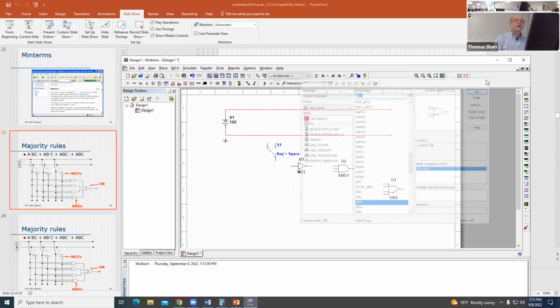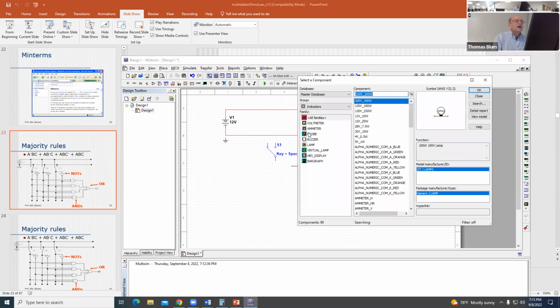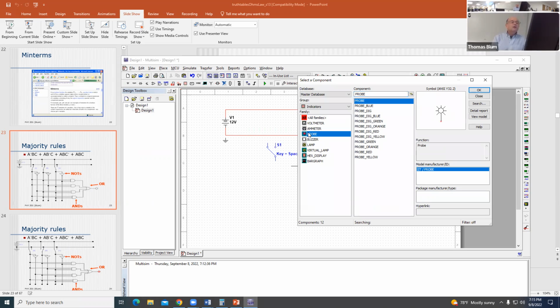And then the last thing, what you're actually finally asking me about, was a probe. So under indicator, they're the same place as a voltmeter. They're under indicators. And you have these probes. It chooses this top one for you. Never take that one.